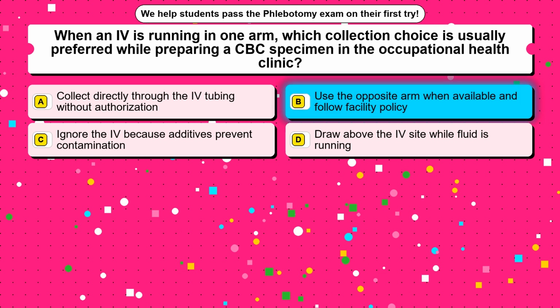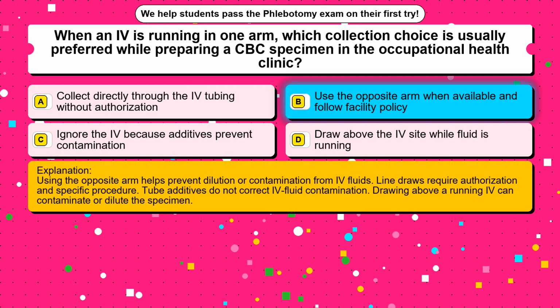The correct answer is option B. Use the opposite arm when available and follow facility policy. Using the opposite arm helps prevent dilution or contamination from IV fluids. Line draws require authorization and specific procedure. Tube additives do not correct IV fluid contamination. Drawing above a running IV can contaminate or dilute the specimen.